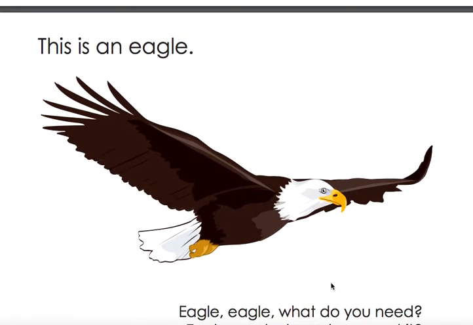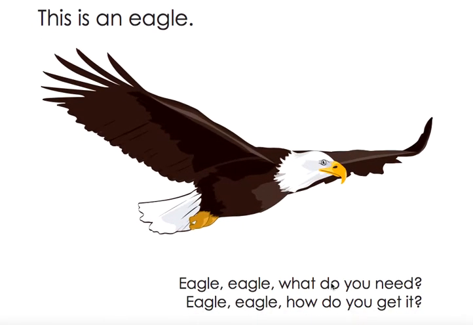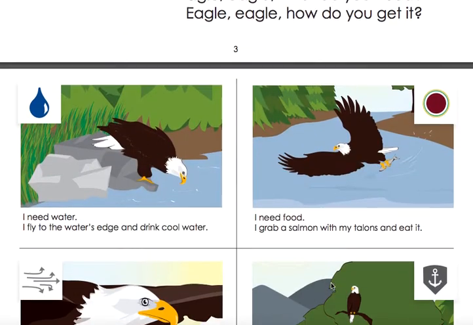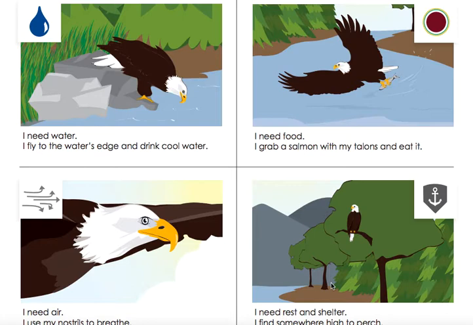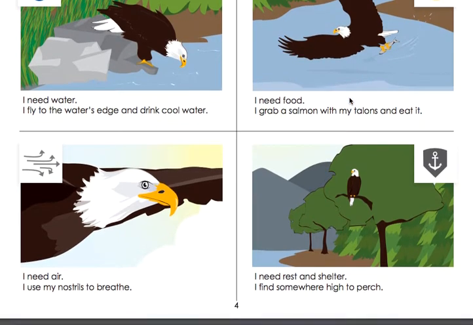This is an eagle. Eagle, eagle, what do you need? Eagle, eagle, how do you get it? I need water. I fly to the water's edge and drink cool water. I need food. I grab a salmon with my talons and eat it. Talons are their sharp nails and feet.